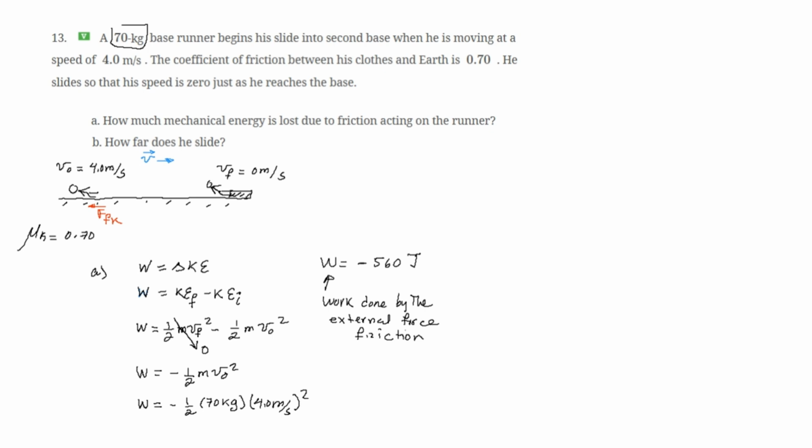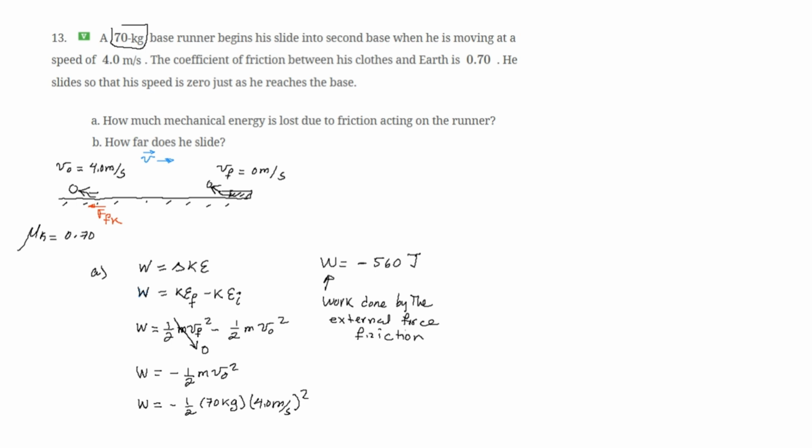So how much mechanical energy is lost due to friction acting on the runner? Well, the mechanical energy that is lost due to the friction on the runner is 560 joules. That is basically the work that was done by this force of friction. Now, the next thing they want us to find is how far does he slide?